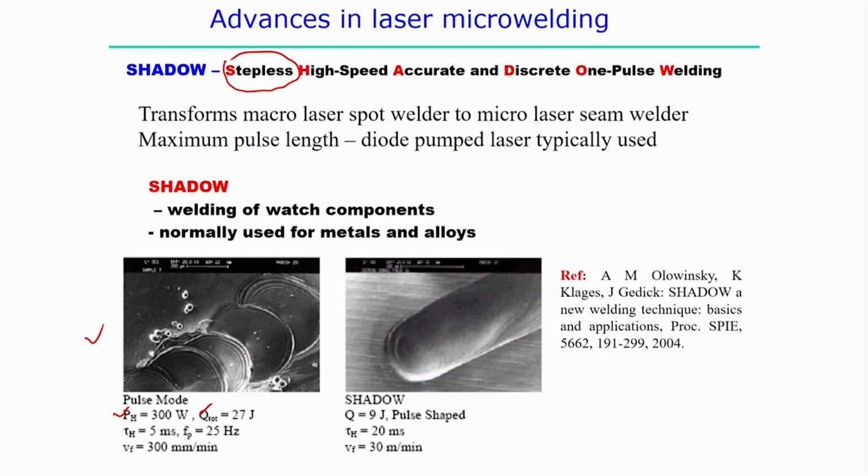So instead of using several pulse overlapping, we can use only a single pulse, and we can use it equivalently as a continuous laser. That is the technology generally used in the shadow process. It is one kind of development, but of course in this case several trials are required, and it may be material specific, to find out the actual parameters applicable using the shadow technique. So this is one type of advance in the laser microwelding process.